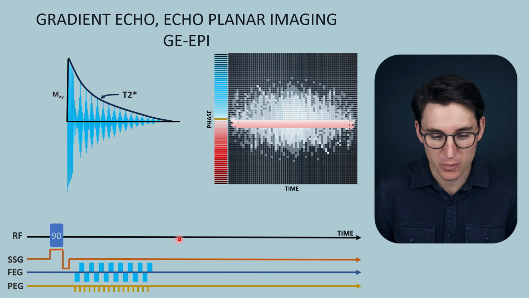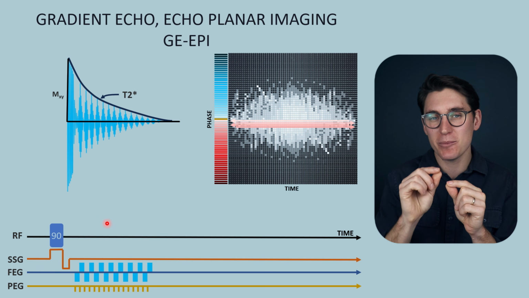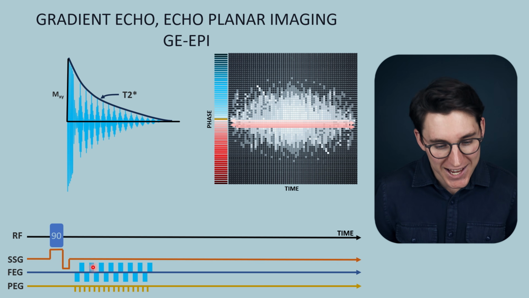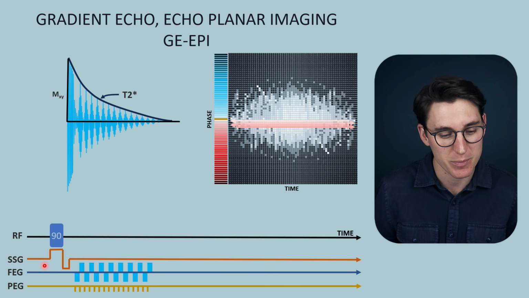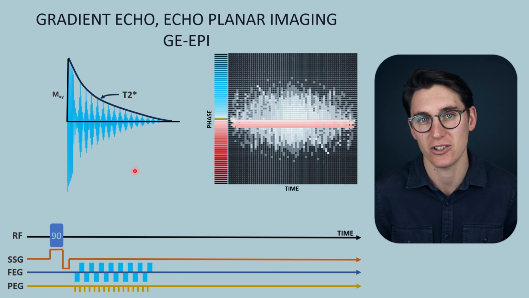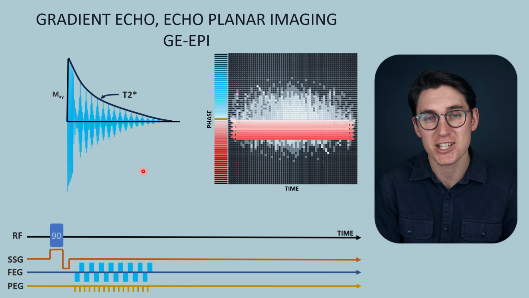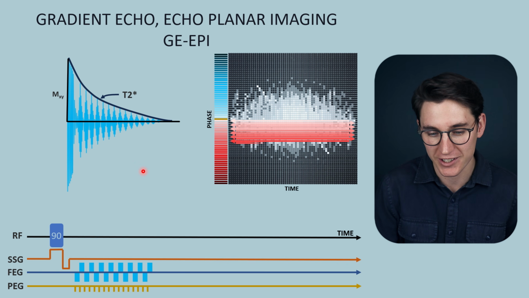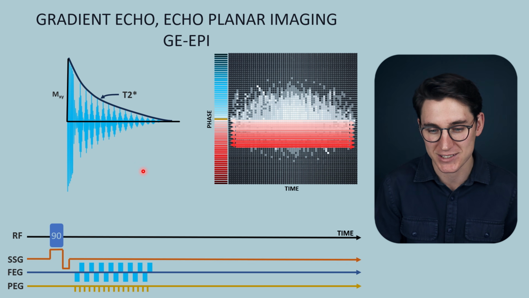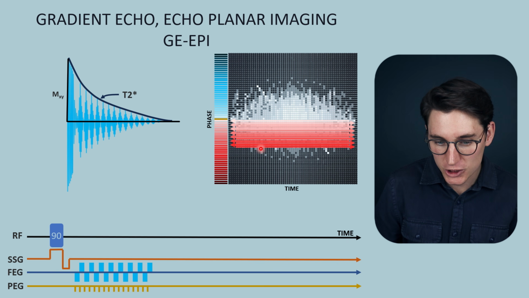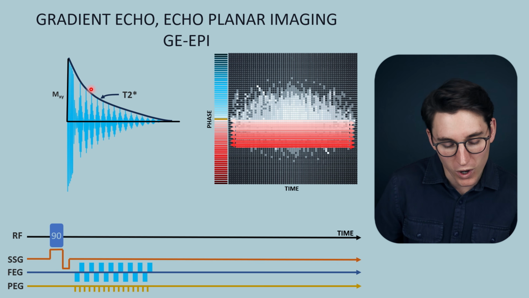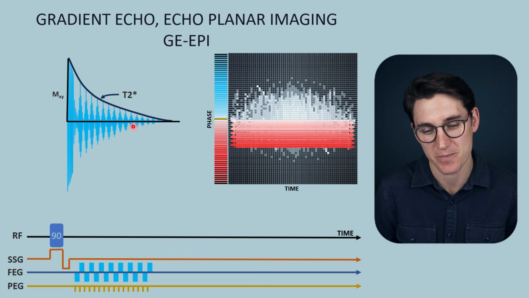We repeat this process, adding incrementally more phase encoding gradient as we acquire each line of K-space during these alternating frequency encoding gradients. This allows us to rapidly fill K-space with this data that we're acquiring during these frequency encoding gradients, and allows us to fill a large portion of K-space in one single free induction decay.